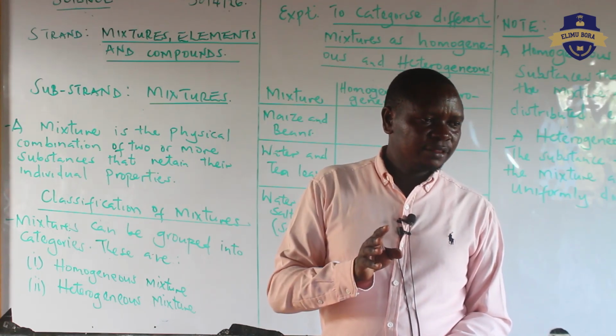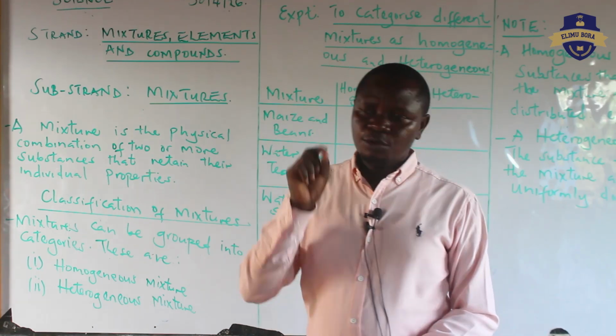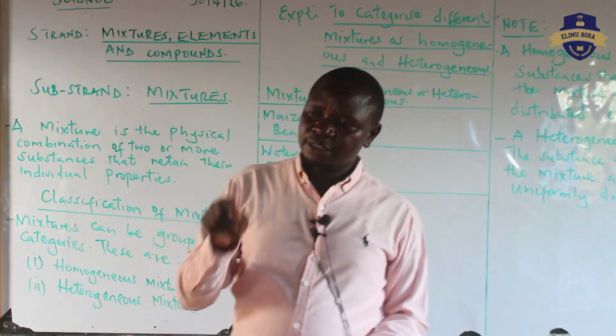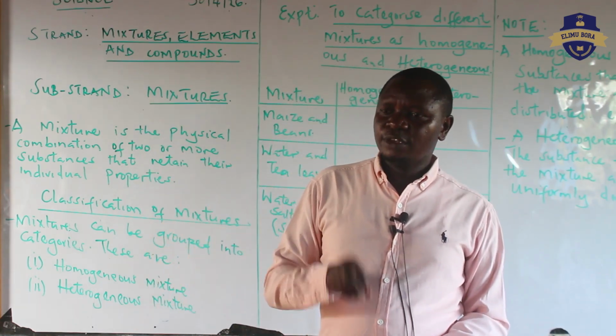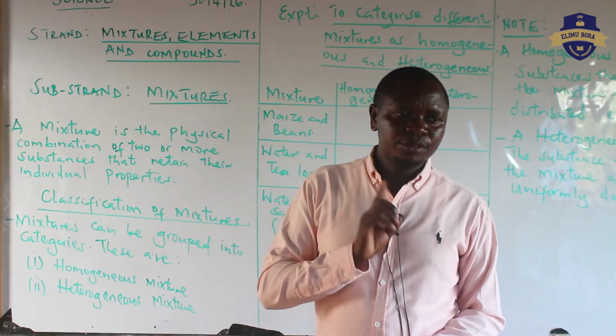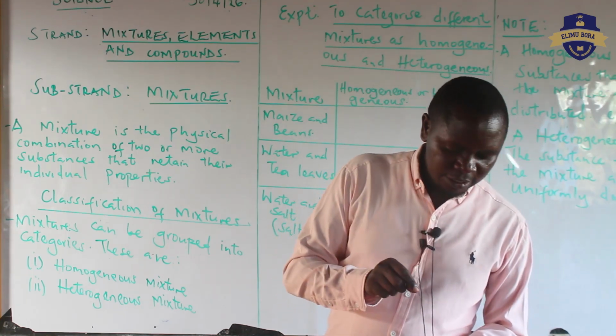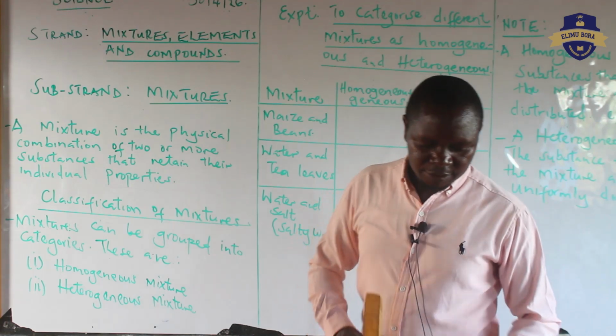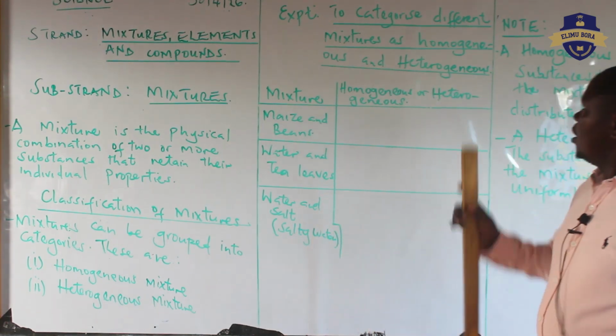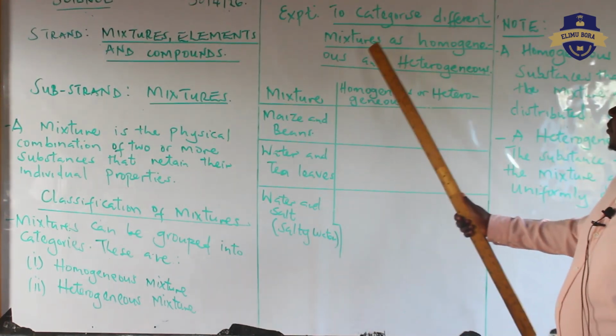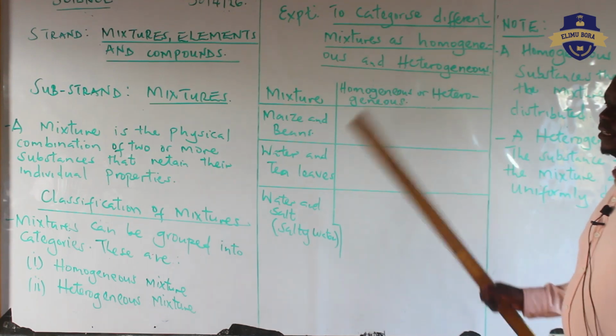Are we together? If also you take water, you add what? Tea leaves. What happens? They don't mix to give a uniform solution. So you classify them as what? Heterogeneous. Are we together? So let us carry out some experiments here to categorize different mixtures as homogeneous and heterogeneous.